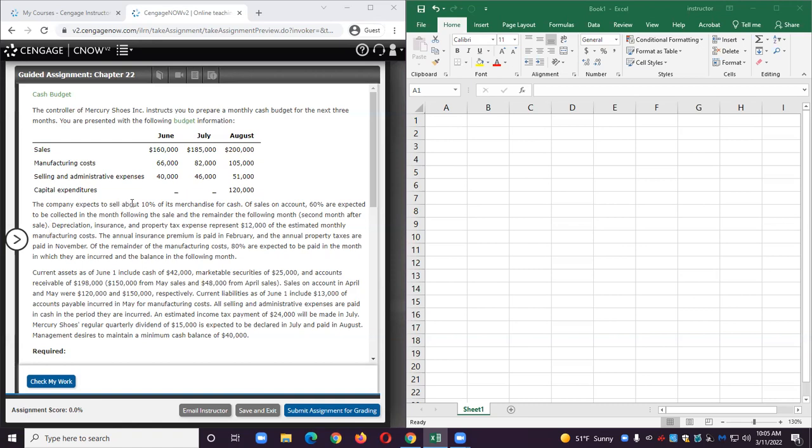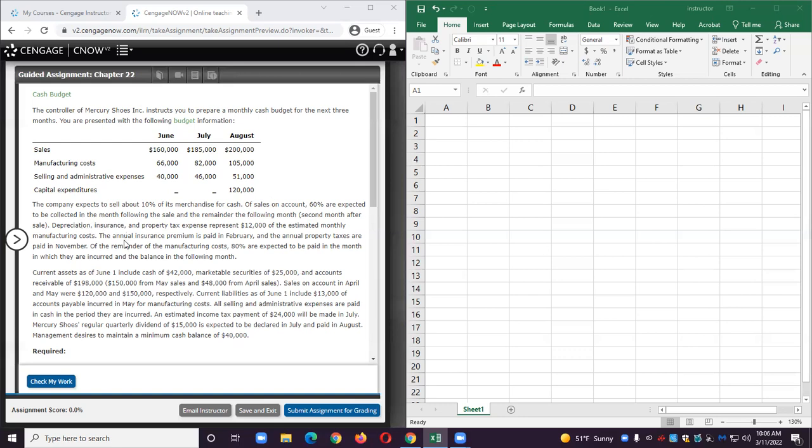So it tells us the company expects to sell about 10% of its merchandise for cash. What that means is they'll collect 10% of those sales figures in cash during that month, but the other 90% they're going to collect in future months. Which is pretty normal, especially for wholesalers. They give people time to pay. It says of the sales on account, 60% are expected to be collected in the month following the sale, and the remainder in the second month after the sale.